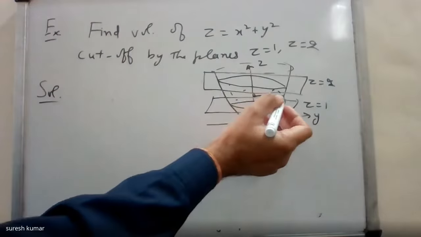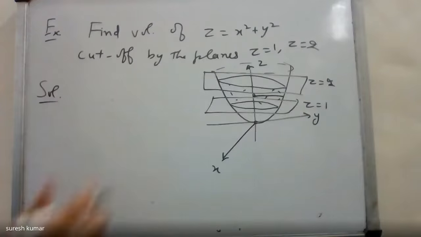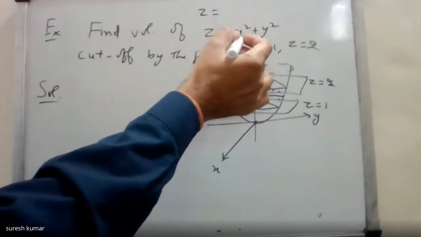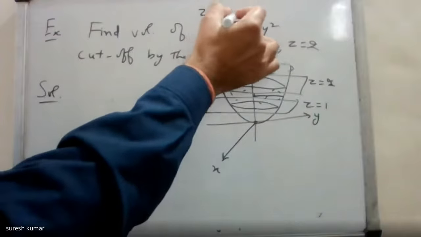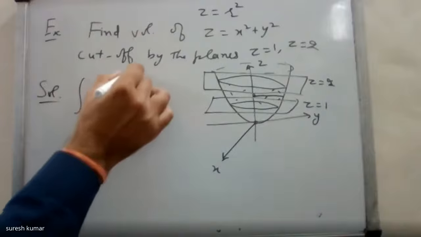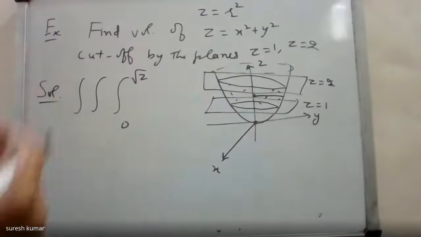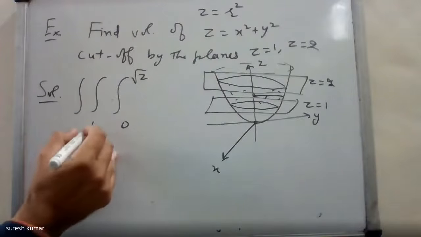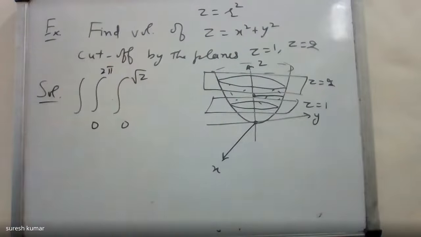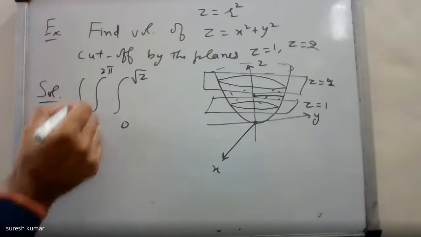R starts from 0 but ends on this paraboloid surface. So if you are using cylindrical coordinates, x equals r cos theta, y equals r sin theta, you get r square equal to z. It means your r goes from 0 to root z. Am I right? Theta is clear. Points are all around the z axis, so theta goes from 0 to 2 pi. And z limits are clearly 1 to 2.